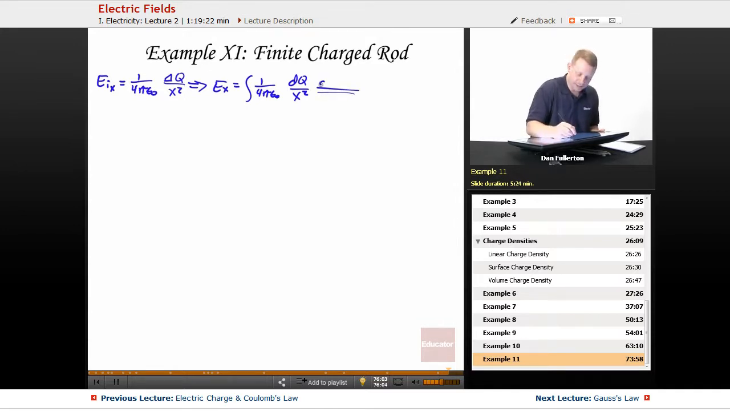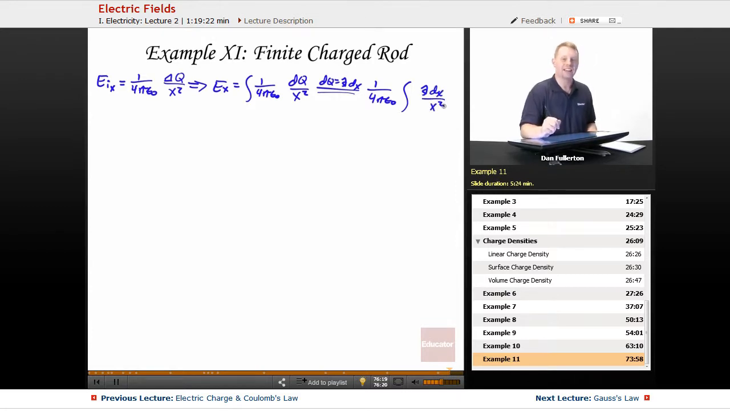which we already said dq is lambda dx. So we could write that as pulling 1 over 4 pi epsilon naught out of the integral sign, integral of lambda dx over x squared, where our limits of integration, we're going to integrate from x equals that distance d to x equals d plus L to get us that total length of our line of charge.